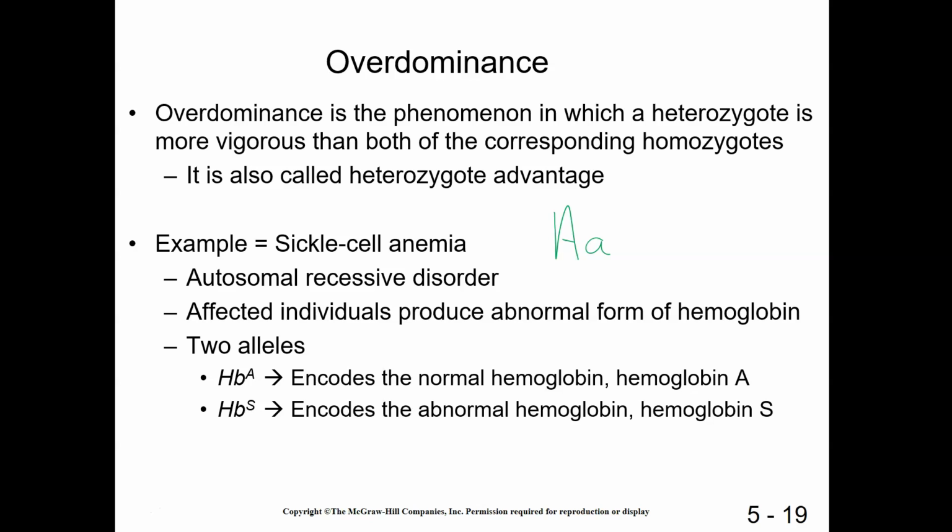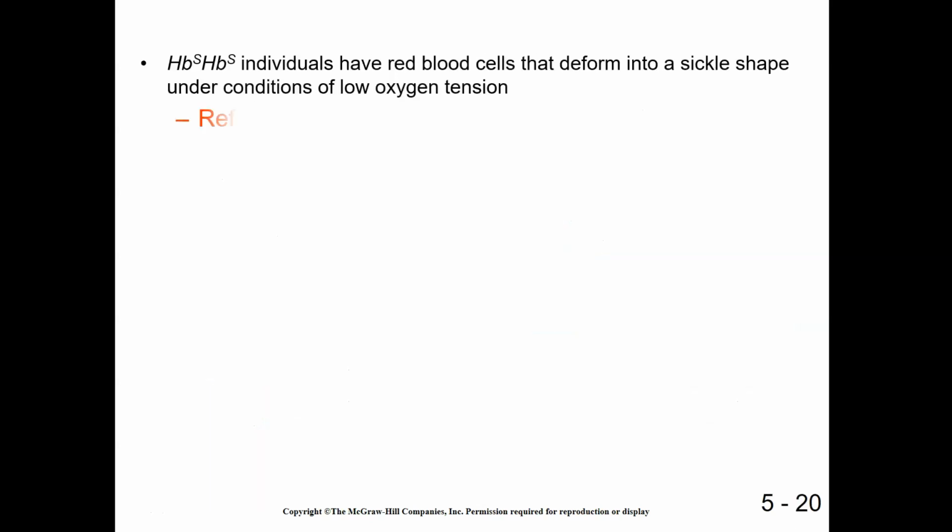It's an autosomal recessive disorder. Basically what it does is it produces an abnormally shaped hemoglobin. There are two alleles for the hemoglobin A molecule. There's hemoglobin A, and then the mutation in this case is what we're going to call hemoglobin S, S for sickle cell. There's another, hemoglobin B, that we're not going to focus on here.